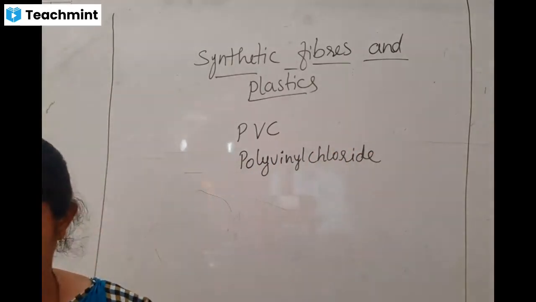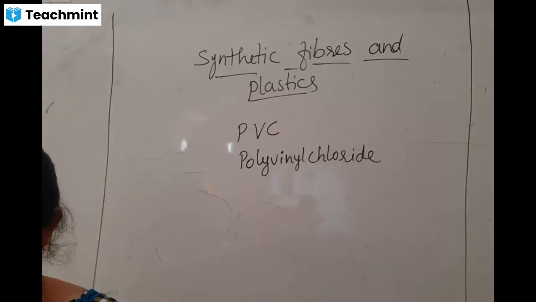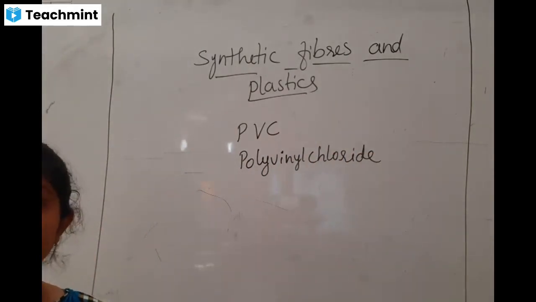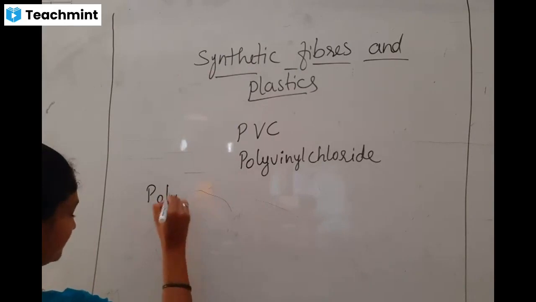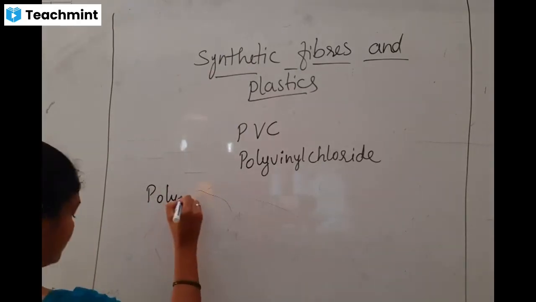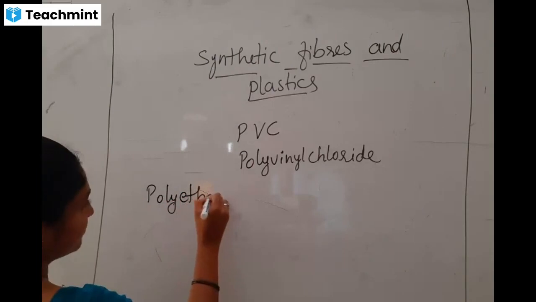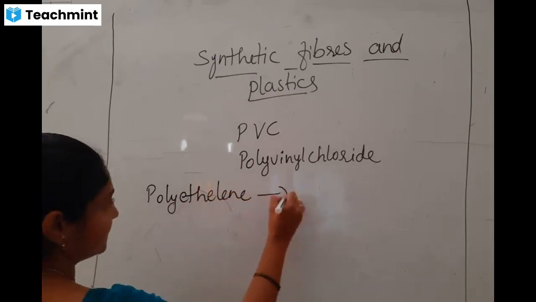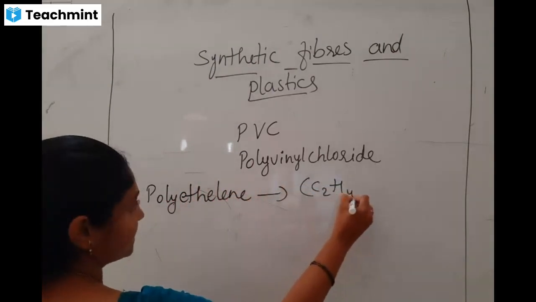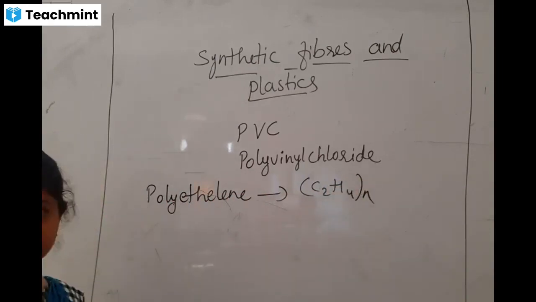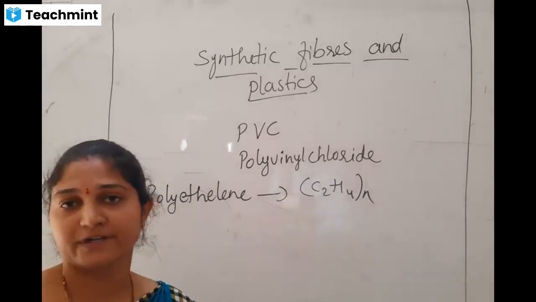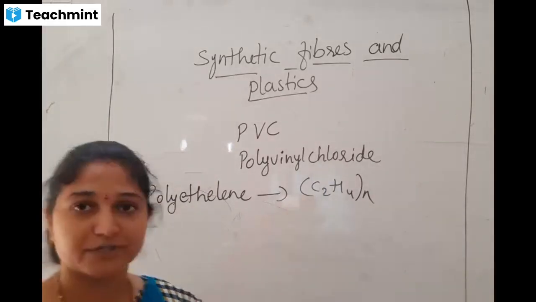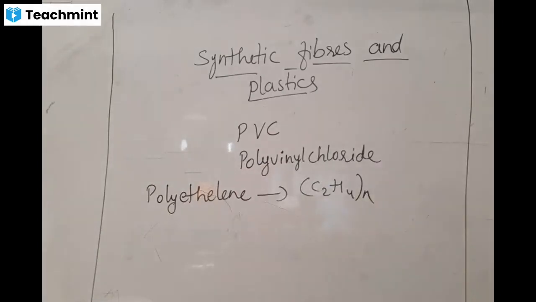And here is the structural formula of this polythene. What is the formula of polythene? Polyethylene, right? Here it is C2H4. And we know that all polymers are represented with n number of units. That's why it is represented as n.